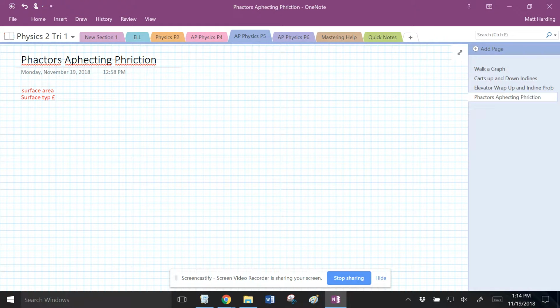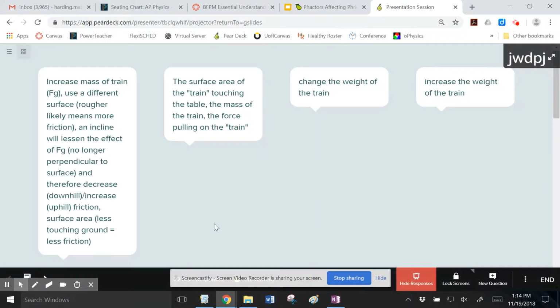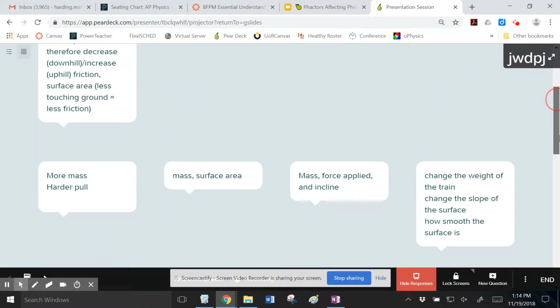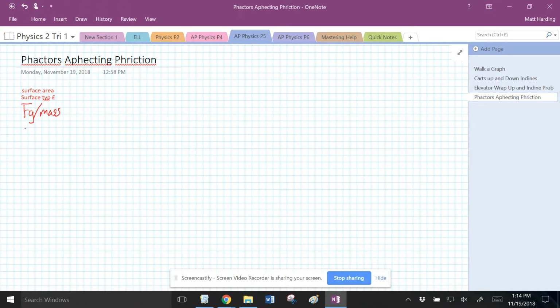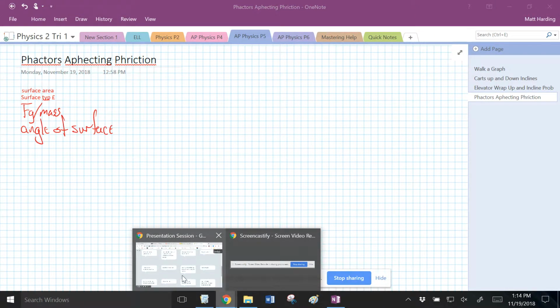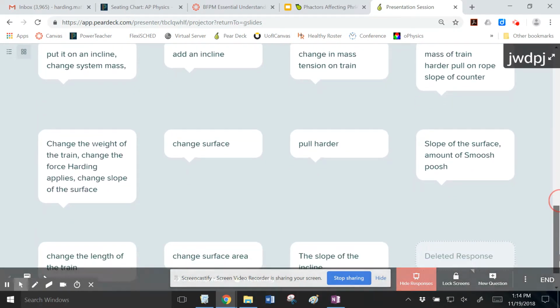Nice. All right. Surface area, surface type. FG/mass. What else were you finding people saying? Surface area, surface type. Incline, angled surface. Okay. I don't think I saw this anywhere, but some people talk about having me pull harder.